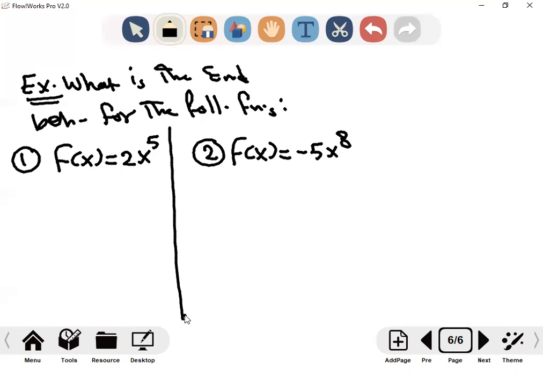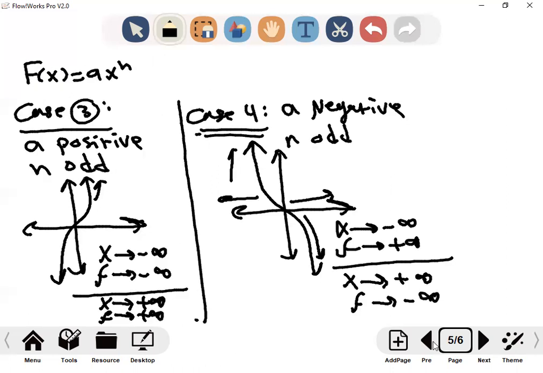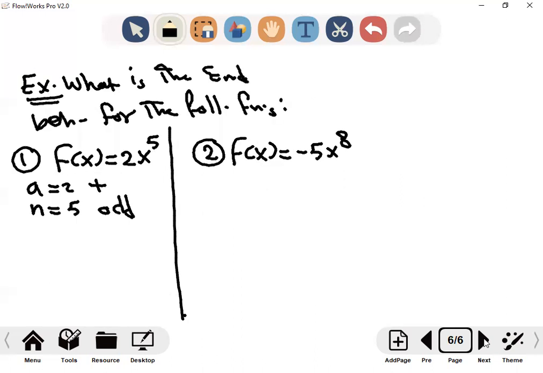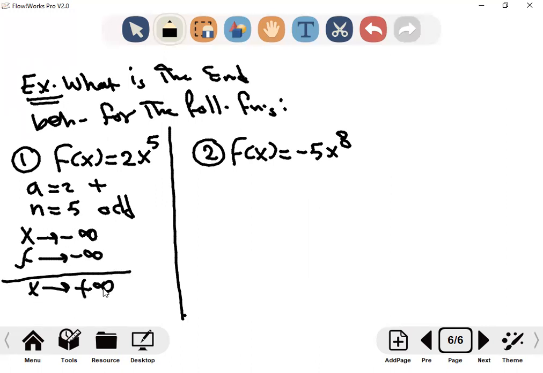Now here, the first function, f of x equals 2x power 5. A is what? 2, which is positive. And n is how much? 5, which is odd. Now I will go to my cases and search for A positive and n odd. Which case? A positive and n odd here, right? A positive and n is odd. This is the end behavior. Negative, negative, positive, positive, for power 5 only. So here, as x goes to negative infinity, the function goes to negative infinity. As x goes to positive infinity, the function goes also to positive infinity, right?